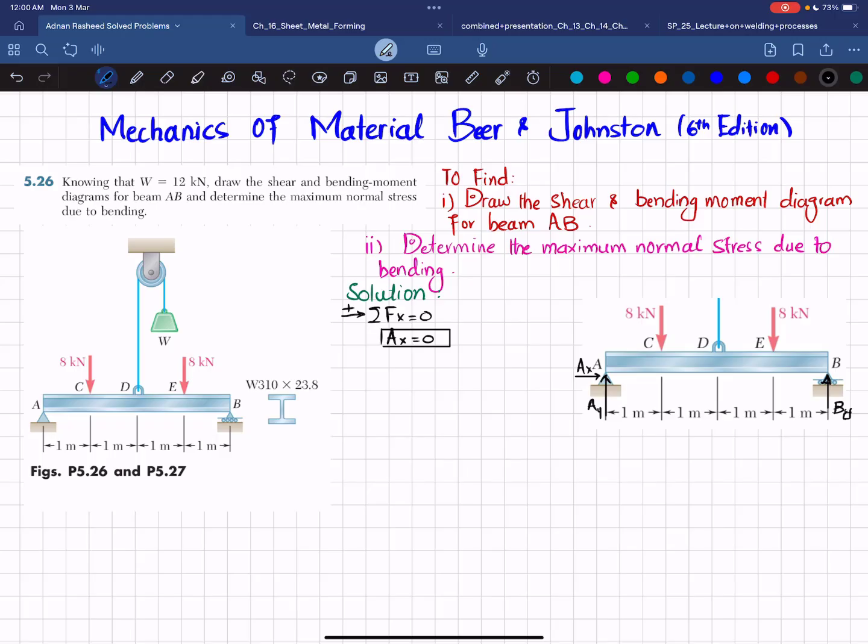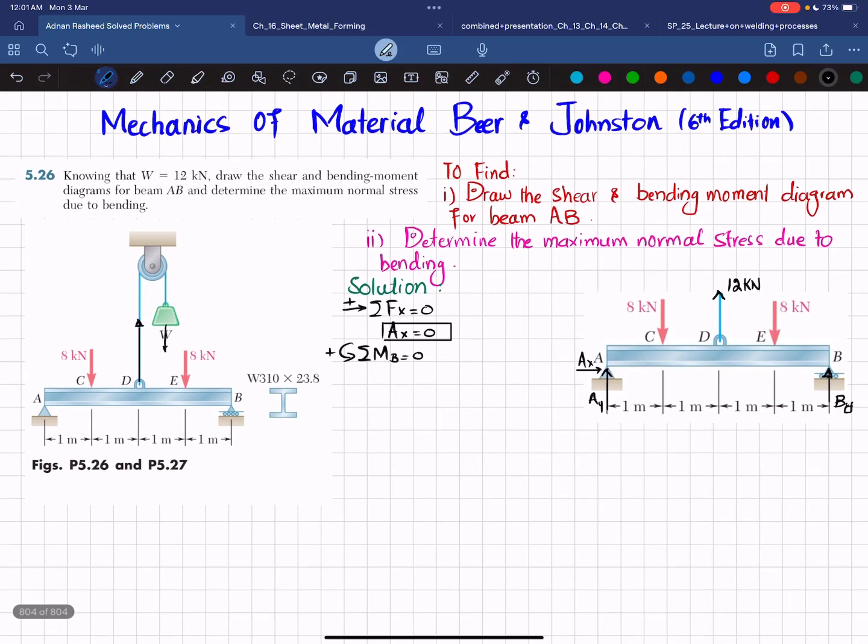For that we will take the sum of all moments about point B equal to 0, taking the counterclockwise moment as positive. You can see this weight which is acting downward will exert a vertical force on this rope. This rope will exert a vertical force on this beam, and let this force be represented by 12 kilonewton. So now we will apply this equation. Sum of all moments about point B is equal to 0. The first moment is due to this force and the perpendicular distance is 1 meter and this is counterclockwise, so it will be positive. So I can write over here 8 kilonewton multiplied by 1, that is positive.